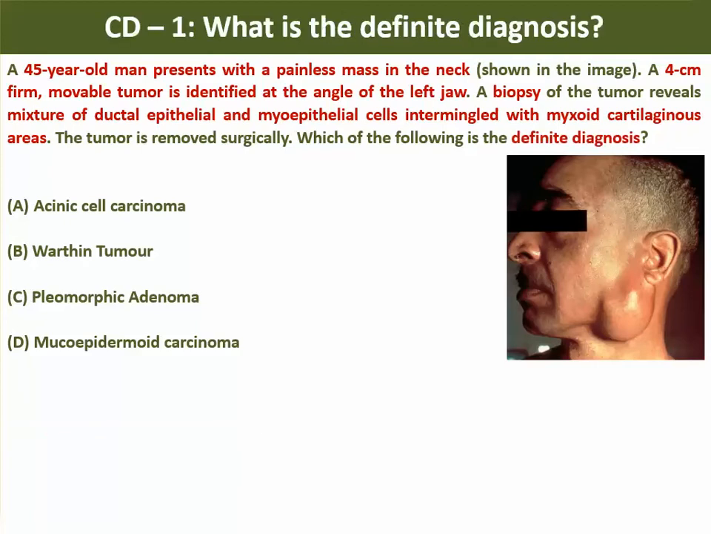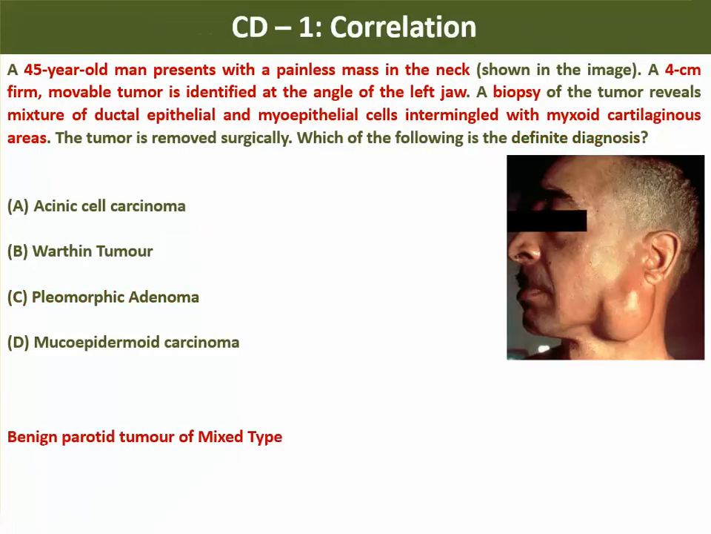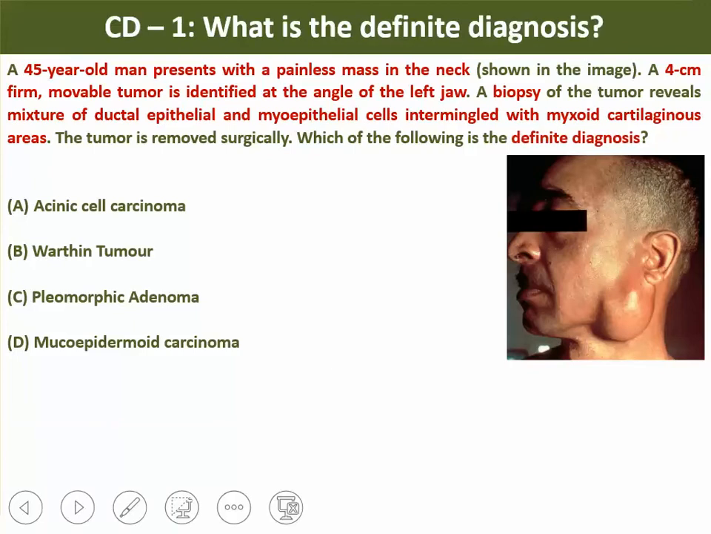Okay, now coming to what is the definite diagnosis. Now we have to look into the choices, because the question is about what is the definite diagnosis, right? You have to answer the question here, right? So before that you came to a conclusion that it is a benign parotid tumor of mixed type. Now what is the question here? It is what is the definite diagnosis? Very simple question it is. And then we gave 4 choices.